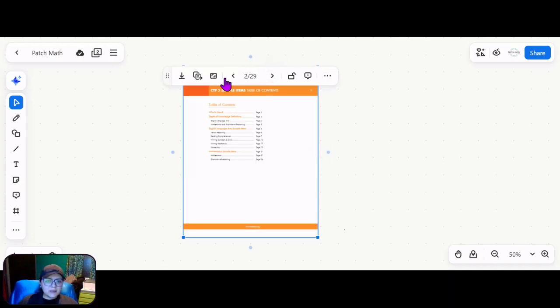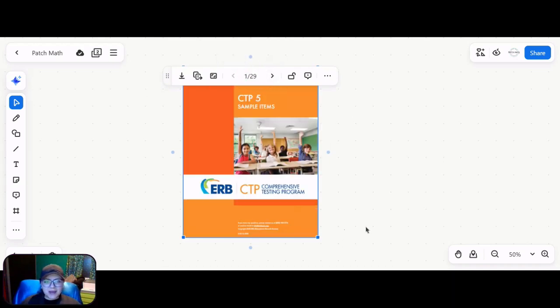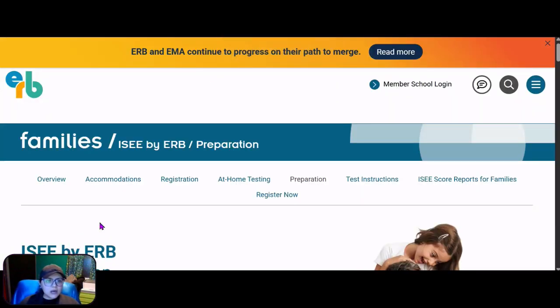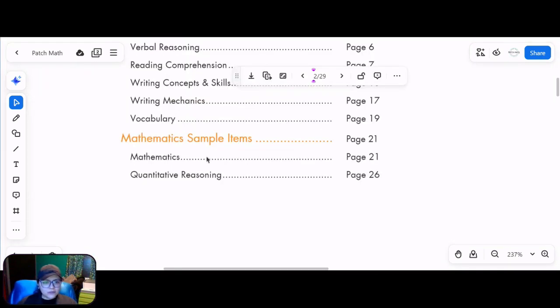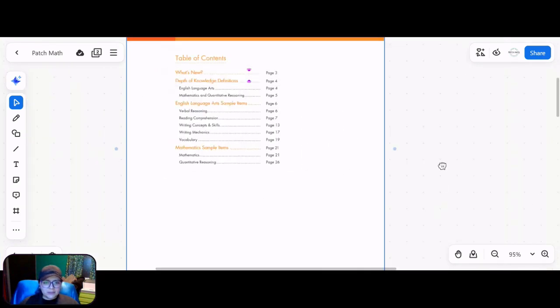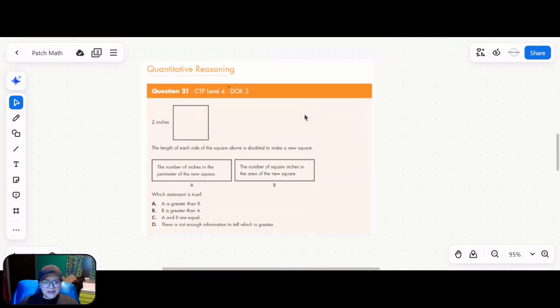If we open this up, you can find this practice exam at erblearn.org. If we open this up, you'll see that there are two different mathematics sections. And so we're focusing on the quantitative reasoning today because it likes to ask traditional math problems in a non-traditional way. And you'll see what I mean in a moment. Let's go ahead and get started.